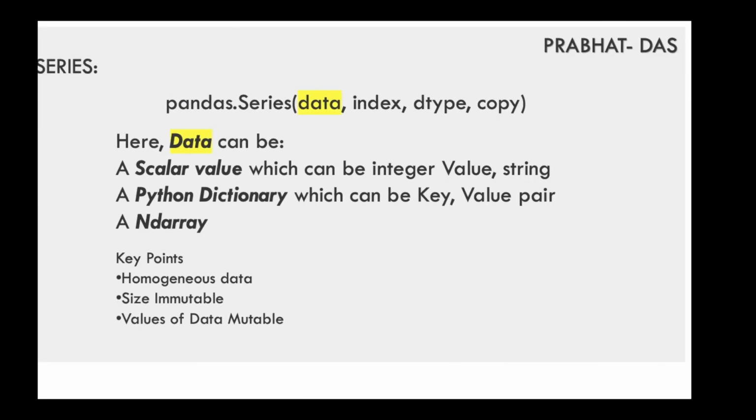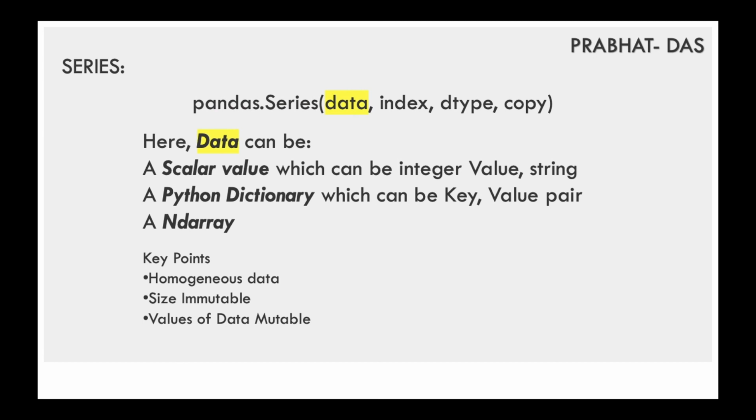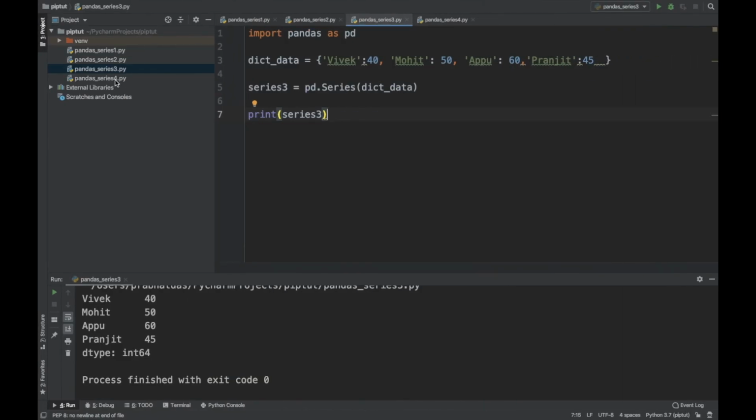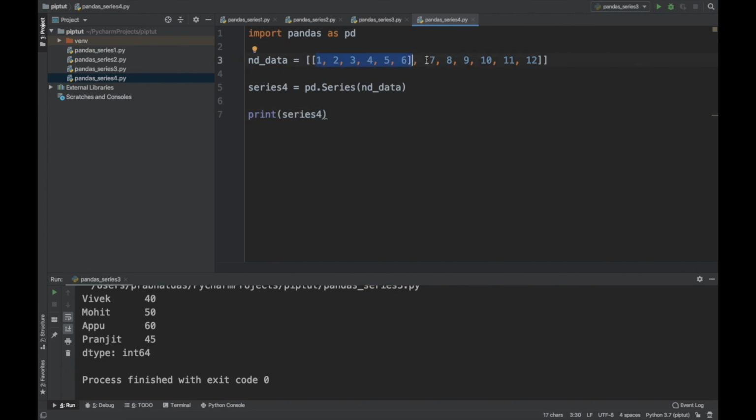The next example that I will go through is for an n-dimensional array. Like in series 4, you can see I have imported pandas, and in this section I have used the concept of a list, and I have created a two-dimensional array in the format of rows and columns. So this is my first block and this is my second block.